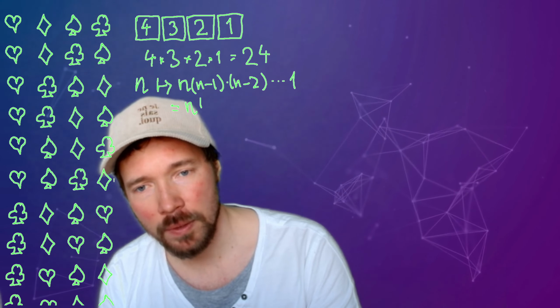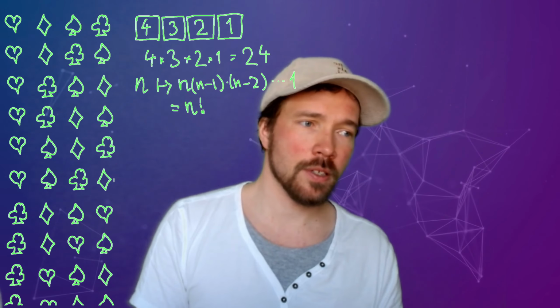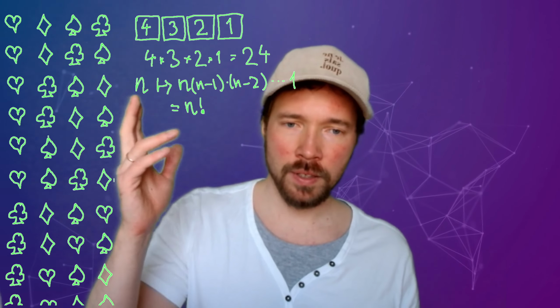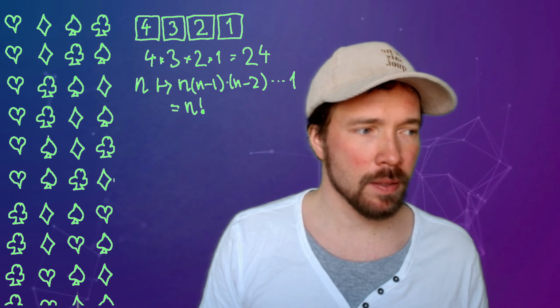So we're using an exclamation mark. So it's going to be n factorial. That's what it's called, and it's denoted like this with an exclamation mark. Okay, let me move myself a bit.